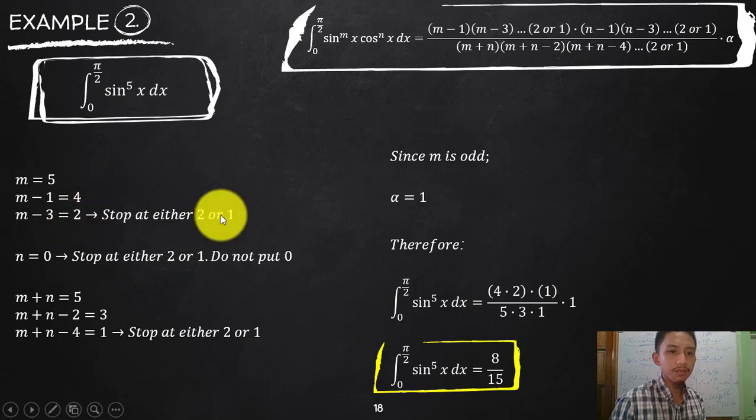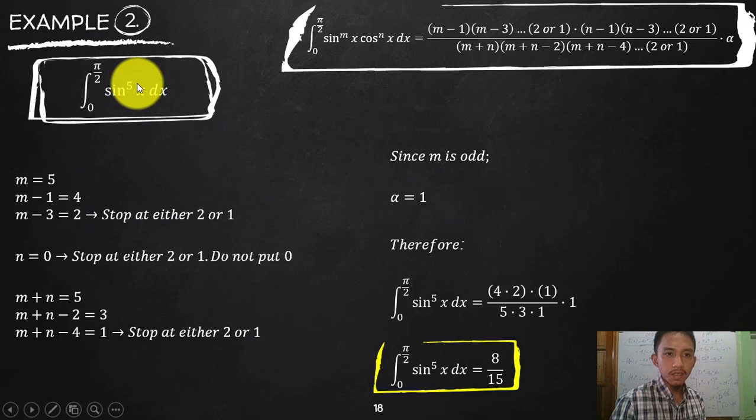Okay, so stop, you reach 2 already. So that's our multiplier, 5 times 4 times 2. But you do not enter there 0, because again there is no multiplier here for n. And if you think that you will subtract here 1, 0 minus 1 is negative, so we cannot include negative in our multipliers. Okay, so now m plus n, so it still is 5. So minus 2 is 3, minus 4 is 1. So this is your denominator.